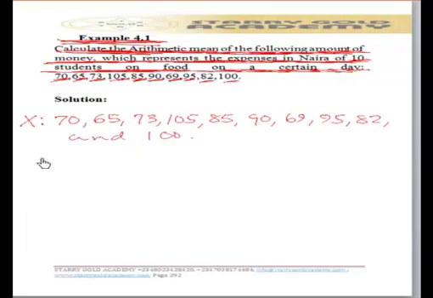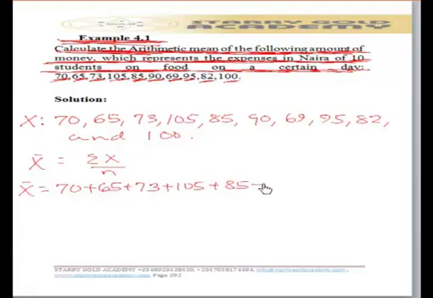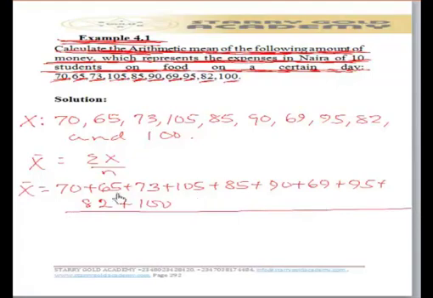To now compute the arithmetic mean, which is summation x over n, we have to put all this in addition form. That will give us 70 plus 65 plus 73 plus 105 plus 85 plus 90 plus 69 plus 95 plus 82 plus 100 all over n. N is the number of times observations occur: 1, 2, 3, 4, 5, 6, 7, 8, 9, 10, all over 10. So we now have our bar x.